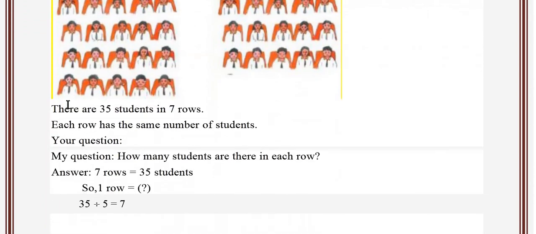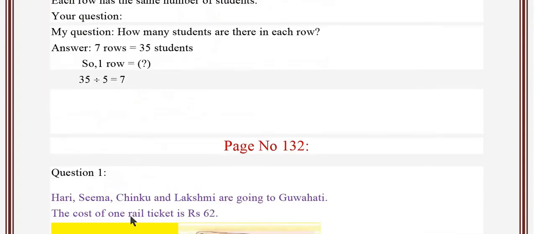Question number 3. There are 35 students in 7 rows. Each row has the same number of students. My question, how many students are there in each row? 7 rows, 35 students. So 1 row, 35 divided by 5 is equal to 7.